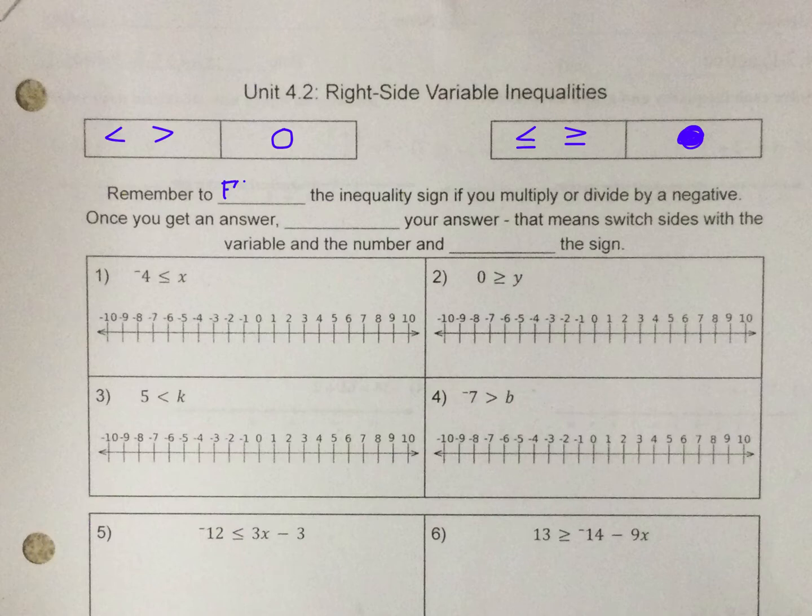Remember to flip the inequality sign if you multiply or divide by a negative. So today we have our variable on the right side and our number on the left side. We cannot just look at that and graph it the way it looks. So once you get your answer, we're going to flip your answer. That means switch sides with the variable and the number and flip the sign. So we are going to be flipping back and forth over and over, and as long as you just pick up the routine and the pattern, you'll be fine.